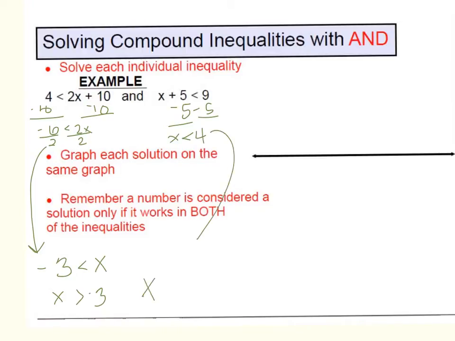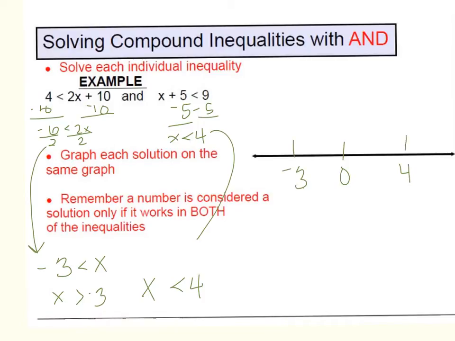X is less than 4. Now, once we've solved both inequalities, we're going to graph both of them on the same number line graph. Let's put 0, separating our positives and negatives, and then we need to include negative 3 and positive 4 on our graph. Negative 3 and positive 4.